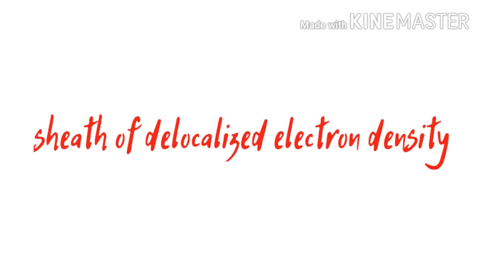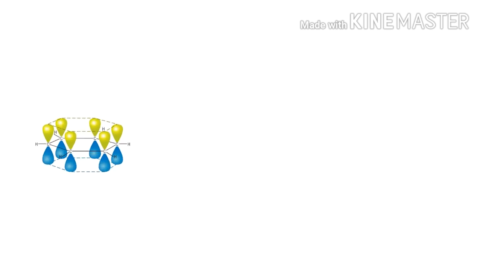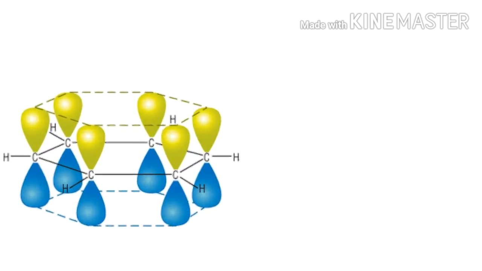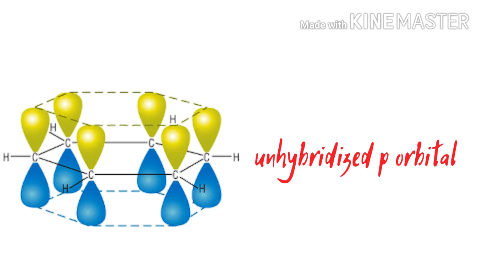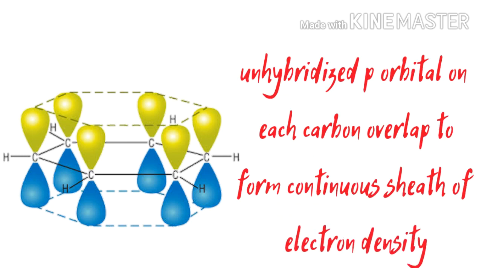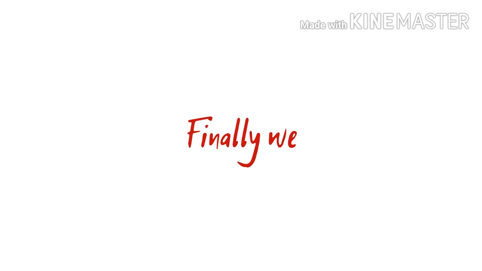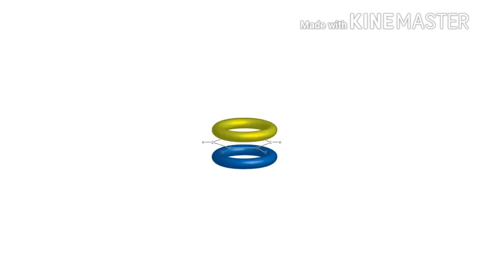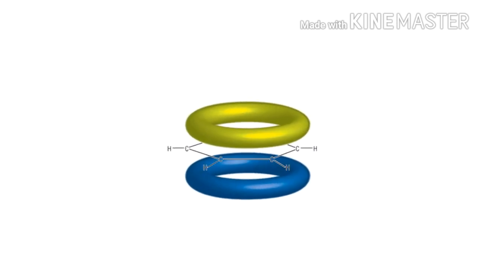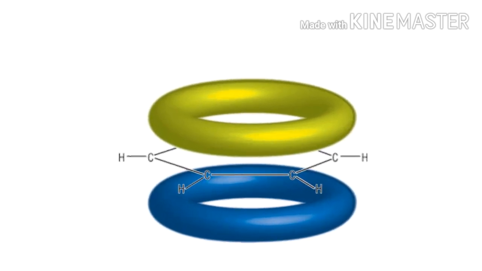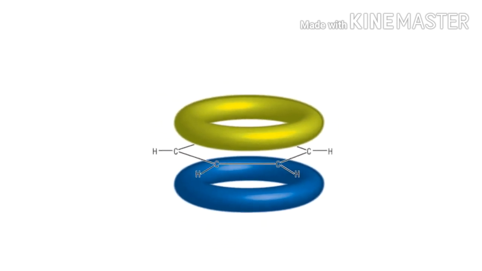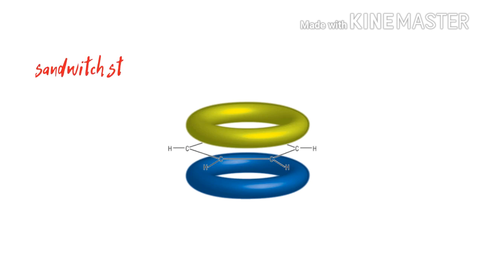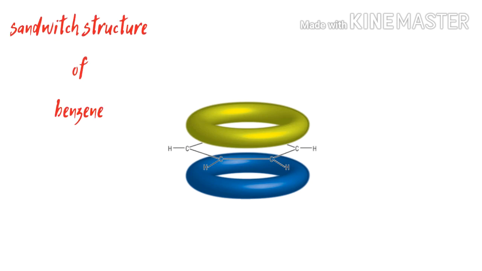Next destination is the sheath of delocalized electron density. We have six carbons, so six unhybridized p orbitals overlap to form a continuous sheath of electron density, overlapping above and below the internuclear axis. So finally we have the sandwich structure of benzene like this. Above and below we have a continuous sheath of electron density, and in between we have the benzene ring.